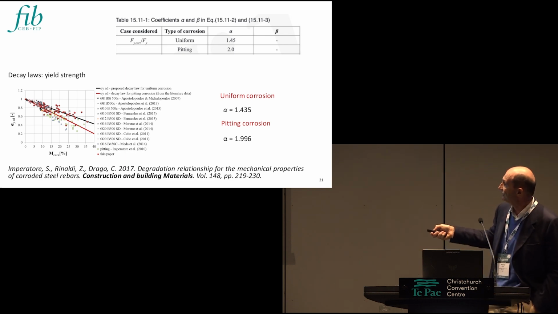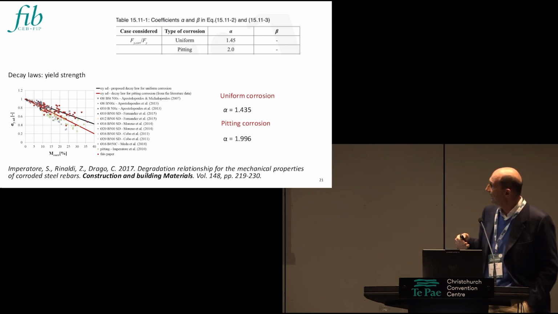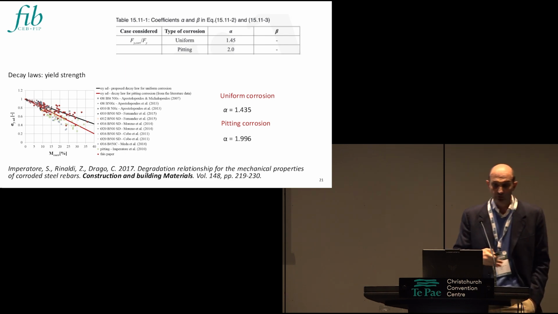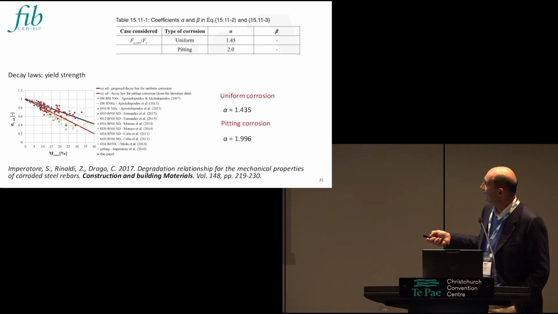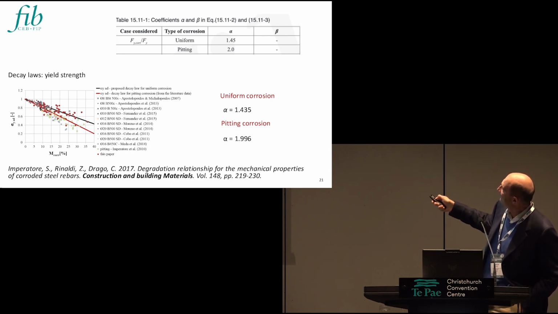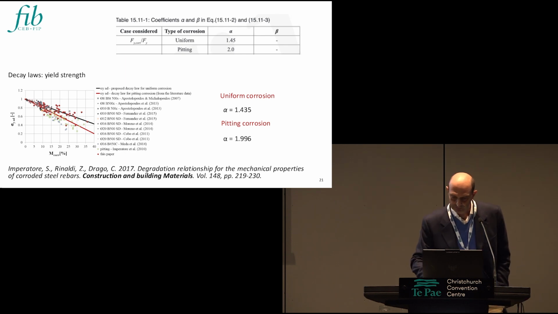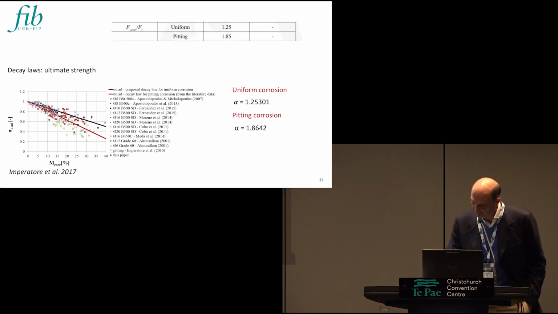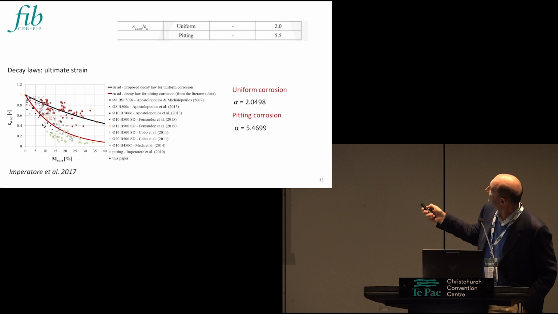One of the first that considered not only the strength degradation, but also the reduction of ultimate deformation, was that paper. And if you see from that paper, the alpha and beta are very close to what was presented in the model code for yielding, ultimate strength, and ultimate strain and deformation.